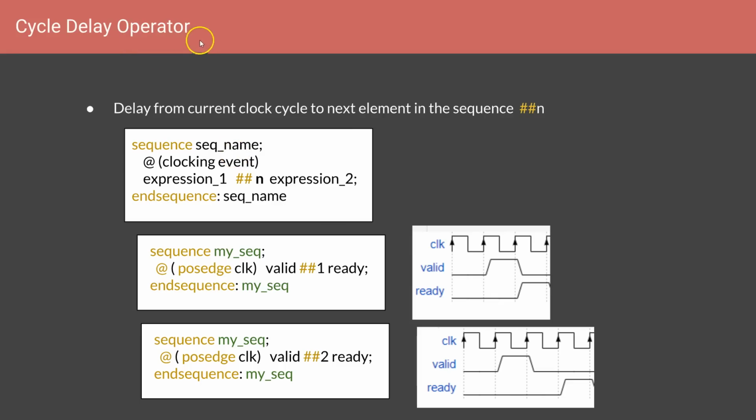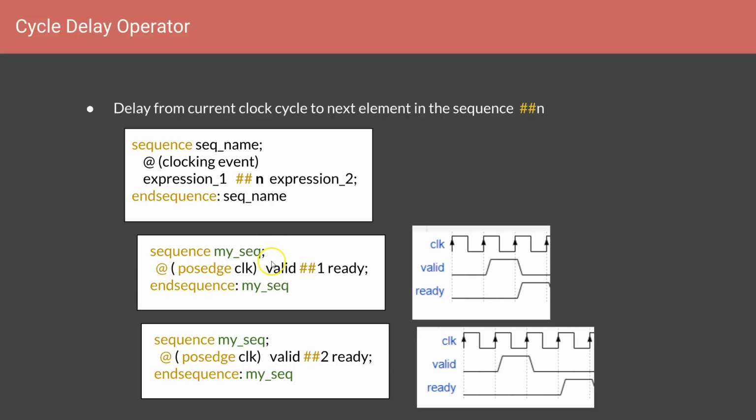Now the cycle delay operator. The cycle delay operator specifies the delay from the current clock cycle to the next element in the sequence, and it is specified using two hash symbols followed by a number. In the sequence expression, you give the first expression followed by ##n and the next expression, and the second expression should come after n clock cycles from the end of the first expression. This n can be any integer number, including 0.